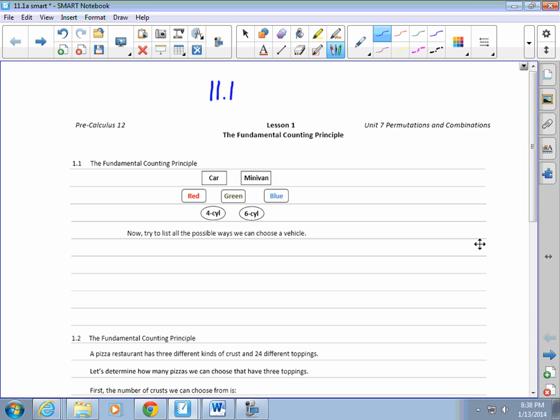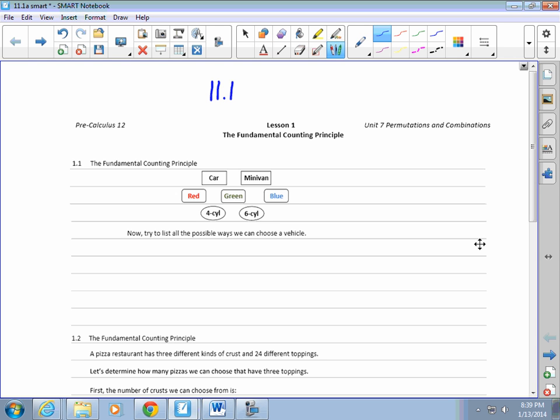So the first thing we're looking at is the fundamental counting principle. So in here, I've got two different types of vehicles, a car and a minivan, and then you have choices. You can have a red, green, or blue of either one of those, and then you have another option to choose from, which is, do you want a 4-cylinder or a 6-cylinder? So it says, now try to list all the possible ways you could choose a vehicle. So based on those options, you have different choices that you can make, so different combinations that you can get to. Probably the easiest way to do this is by setting up a tree diagram.